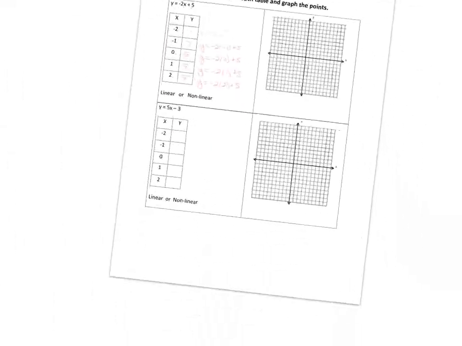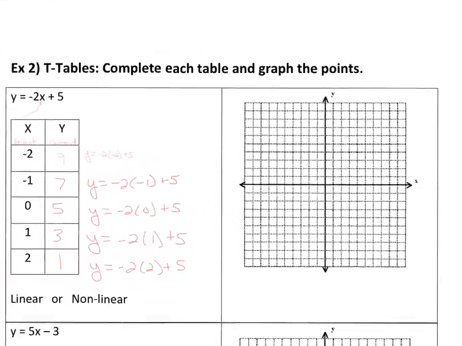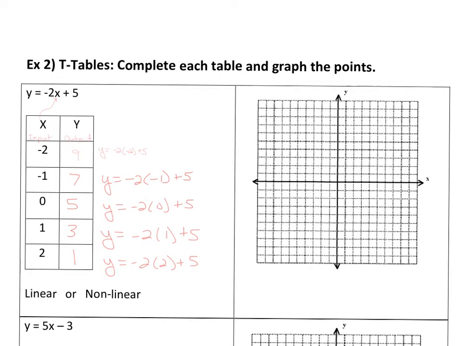Okay, so now when you do that, I want you to come over here, and you are going to graph these points. So -2, 9. So -2 and up 9 will be right about there. Oh, that's way too big. Let's try that again. Okay, so -2 up 9 will be right here. Then you've got -1, 7, 0, 5, 1, 3, and 2, 1.